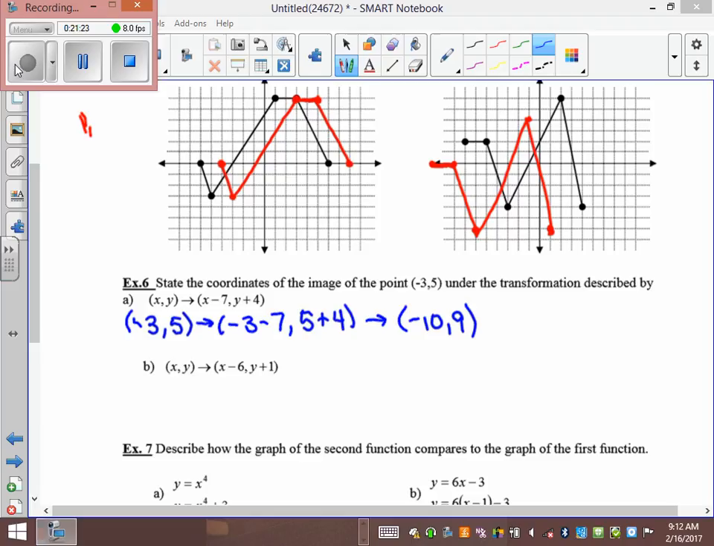Remember, mapping is like what you're doing, right? So you don't say the opposite of it. I moved 7 to the left because I was at x, I subtracted 7. I was at y, I went up 4, so I moved 4 up.